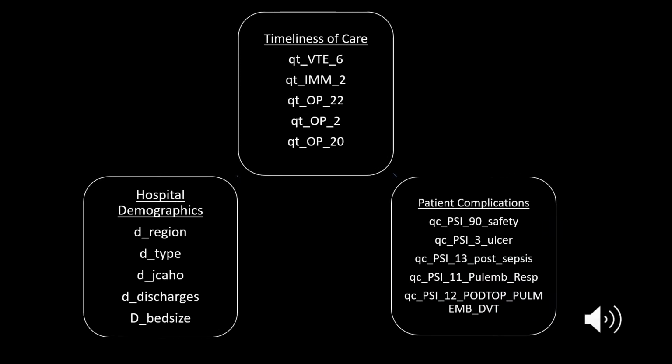On this slide, we included 3 different boxes that show the 3 different variables that we used. So we related hospital demographics to timeliness of care, and then patient complications to timeliness of care. Within each box, we also listed the 5 different variables that we used to help collect our data throughout this experiment.